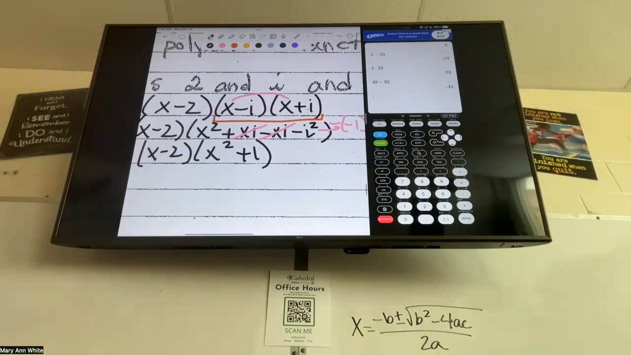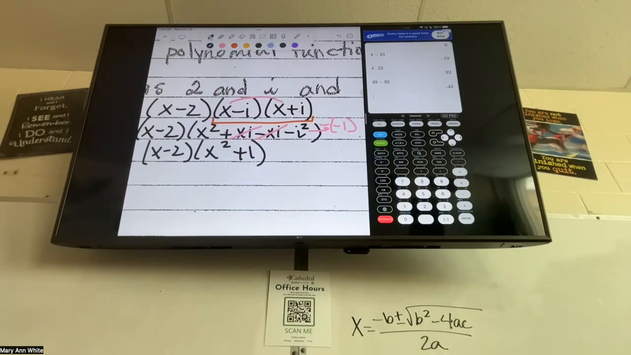And then the last thing we can do is multiply these last two binomials together. x times x squared is x to the third. Negative 2 times x squared is negative 2x squared.